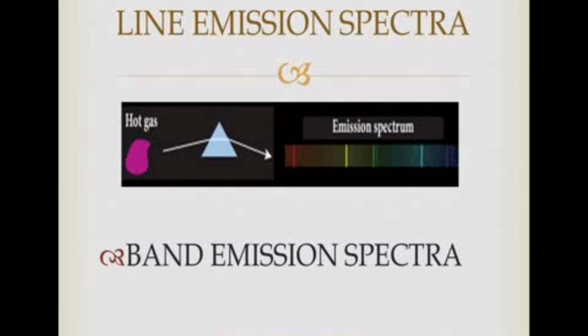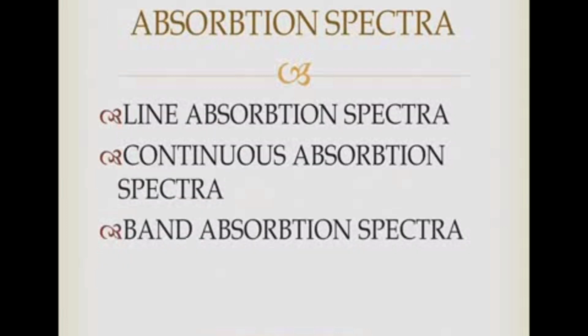Band spectrum is a characteristic of the molecule. You can study the characteristics and structure of the molecule using band spectra. An example of band spectra is hydrogen gas or ammonia gas in discharge. So these are all band emission spectra. The next thing is absorption spectra.